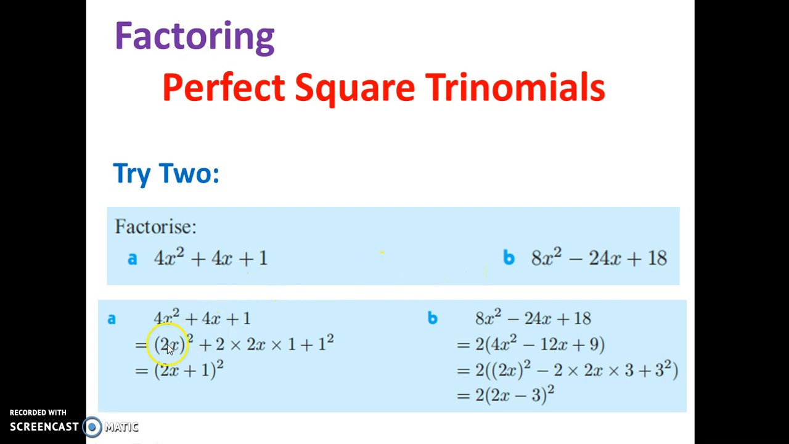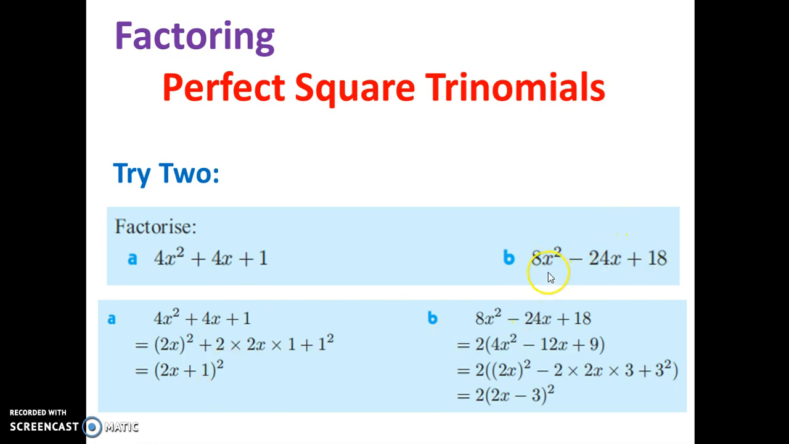Okay, check your work. In the first one, it definitely follows the pattern. 4x squared is something squared. It is (2x) squared. And at the end we have a 1. A 1 is 1 squared. And in the middle we have 2 times that first thing and the last thing. So it's 2 times 2x and 1. So since that is a perfect square trinomial, it factors into this, which is the square root of that, 2x, plus the square root of that, which is 1. (2x + 1) squared.